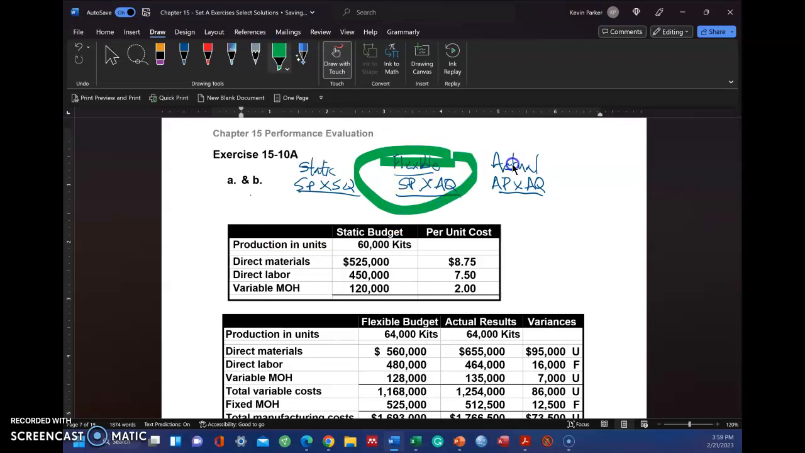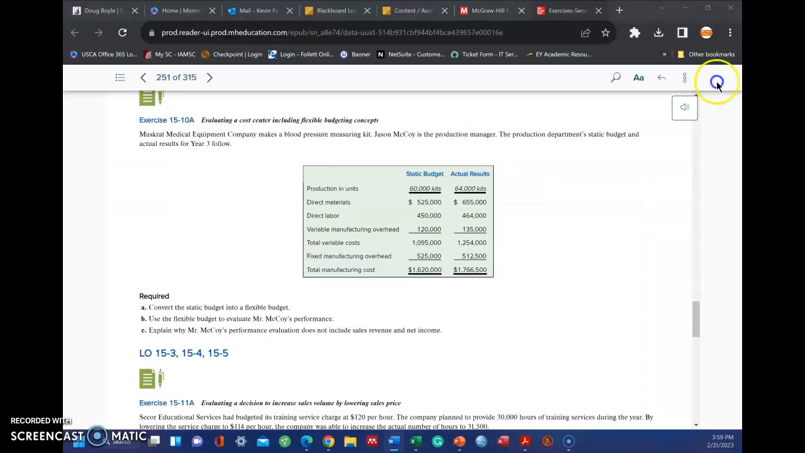All right, back to the book. I think it'd be easier. Let's just go back real fast. The static budget has 60,000 kits, blood pressure kits. I thought I saw an E there. Yeah, okay, kits. So direct materials divided by 60,000 will give you a per unit amount. Direct labor, same, and variable overhead, same. That'll give you a per unit cost.